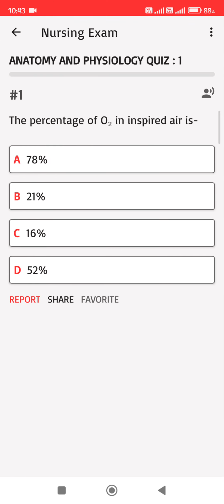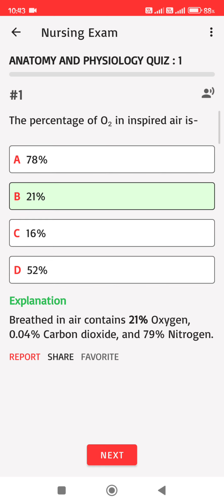The percentage of O2 in inspired air is A. 78%, B. 21%, C. 16%, D. 52%. Correct answer: B. Breathed in air contains 21% oxygen, 0.04% carbon dioxide, and 79% nitrogen.